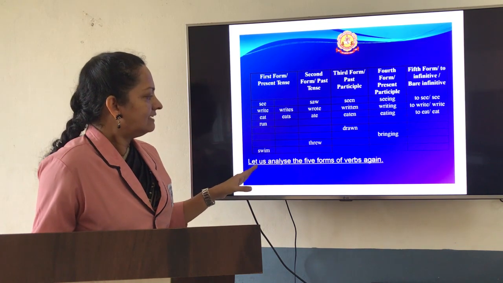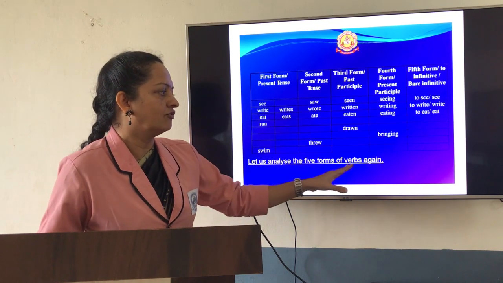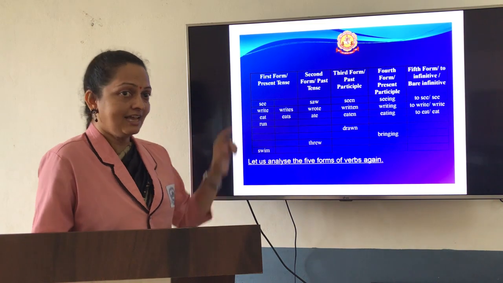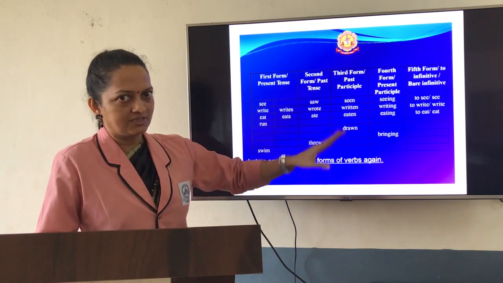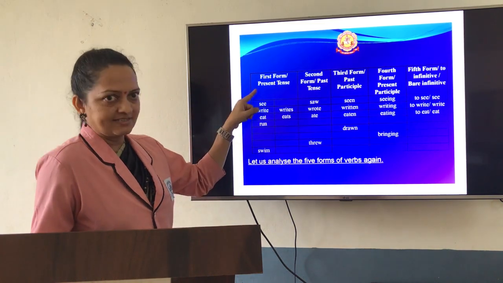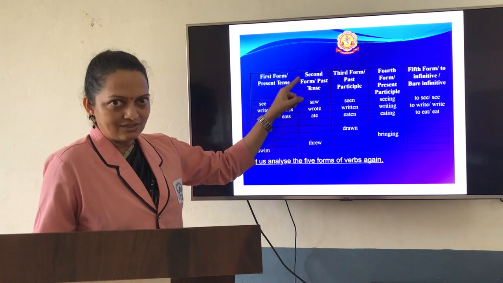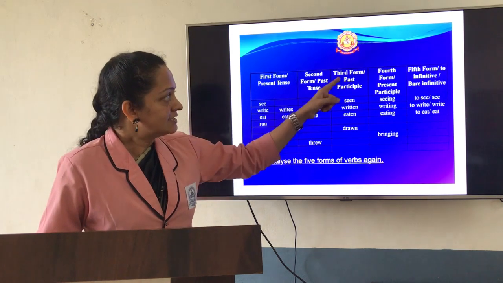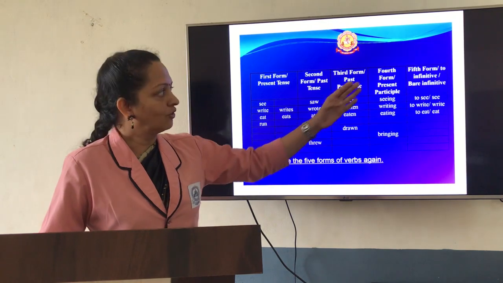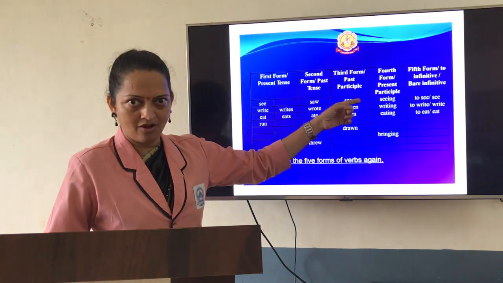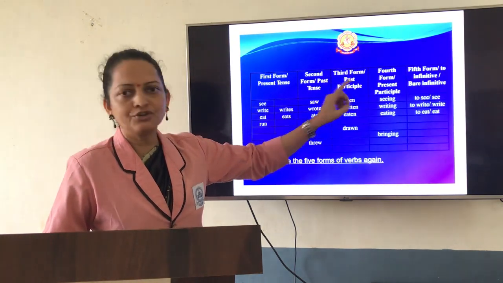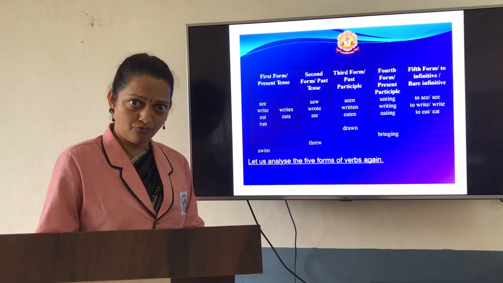Let us analyze the 5 forms of verbs again. Which are those 5 forms? Present tense form. Second is past tense form. Third is past participle form. Fourth is present participle form. And the last one is to infinitive or bare infinitive form.